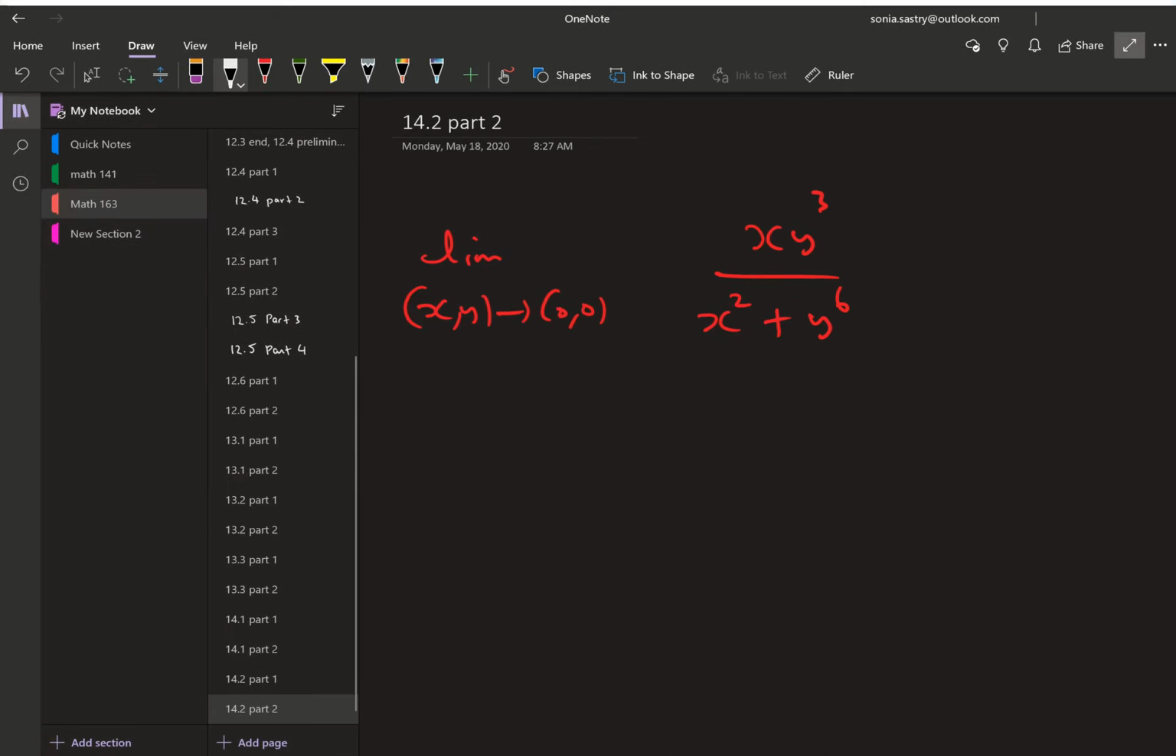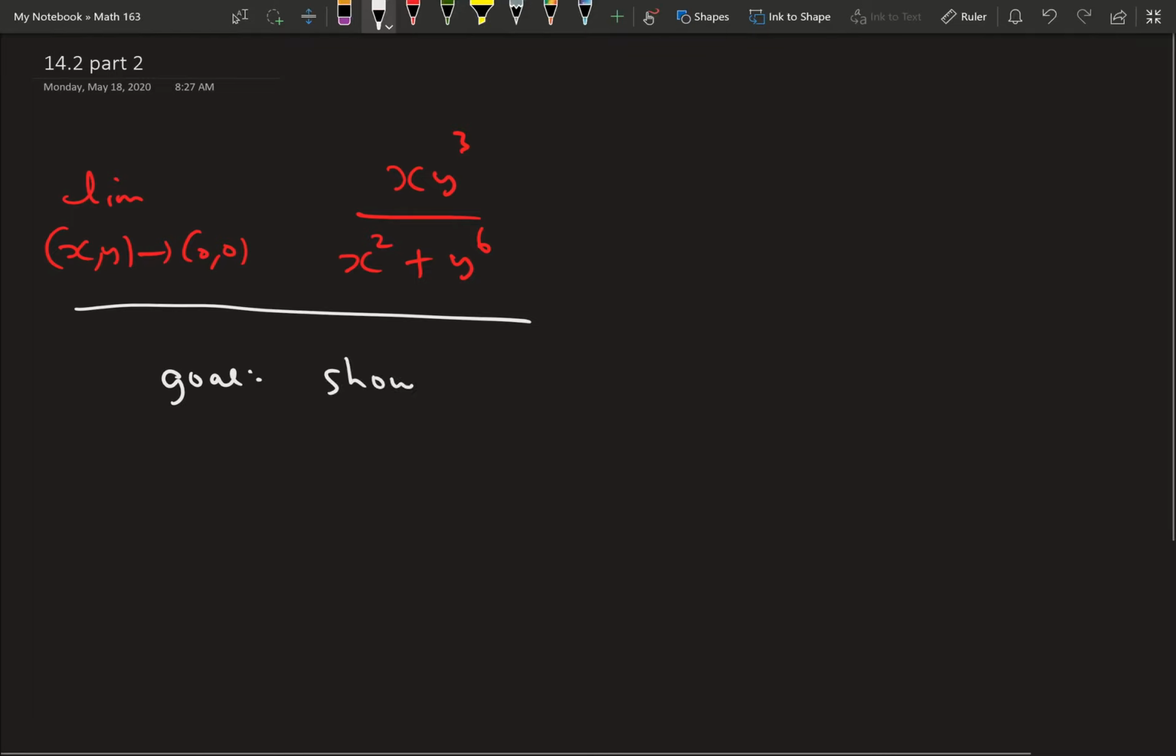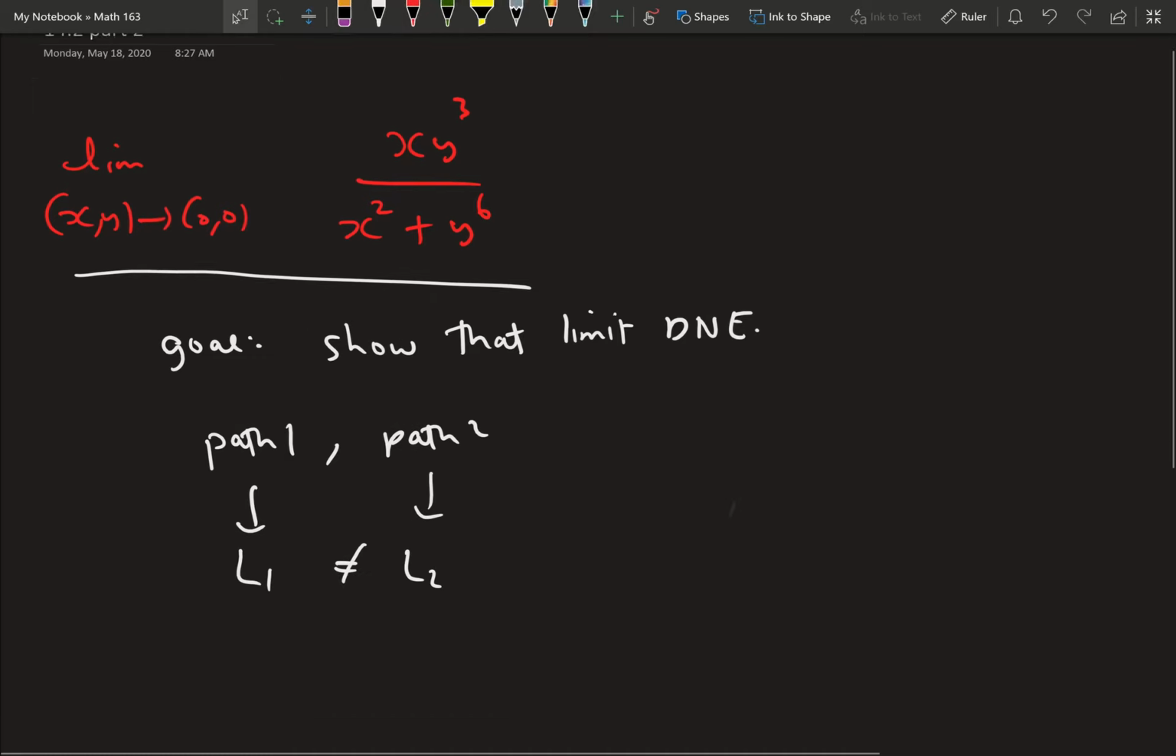Okay, so we're going to continue with 14.2, and we had left off with this exercise. So our goal again, which I already stated, was to show that the limit in this case does not exist. And so recall that we had primarily one method where we had two paths, which ended up giving us two limits that were different. And so let's try a couple of paths here.